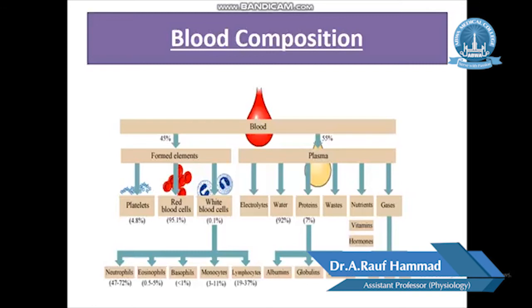And the white blood cells are neutrophils, eosinophils, basophils, monocytes, and lymphocytes. And these 5 types of cells have different functions.